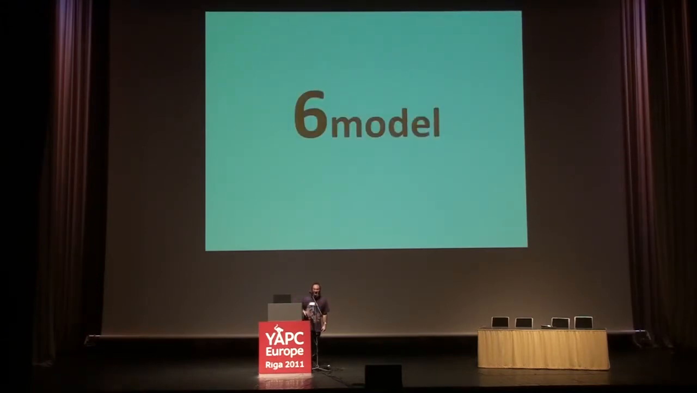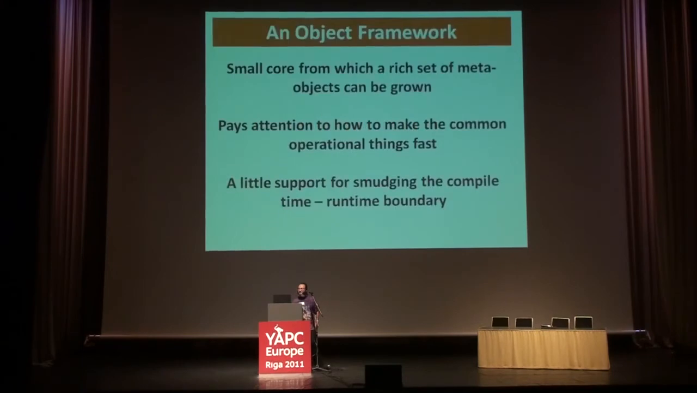So you may have seen this name. This is the name I gave to the research project, which is now what we run Rakudo on top of. I called it 6model, and it's a model for Perl 6 objects. Essentially, it's just an object framework. It's that small core which you can grow things like classes and roles and subset types and enumerations and interfaces and all those things off. So all it really cares about is these really common operational things. All the rest is punted off to the meta-object world. And then it just has a little bit of glue to help us with the process of sharing objects between compile time and runtime.